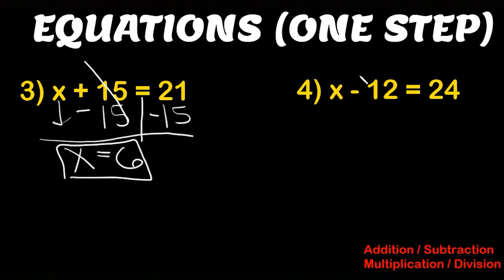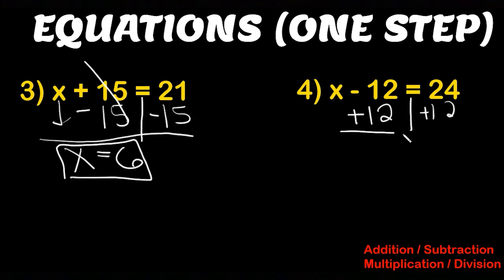Let's take a look at number 4. Again, here we have subtraction. What is the opposite of subtraction? It's going to be addition. Okay, so I'm going to add 12 because, again, that is what I'm trying to get rid of. I don't want that there. I just want x, right? So we are going to add 12 on both sides. Do the fence if you would like.